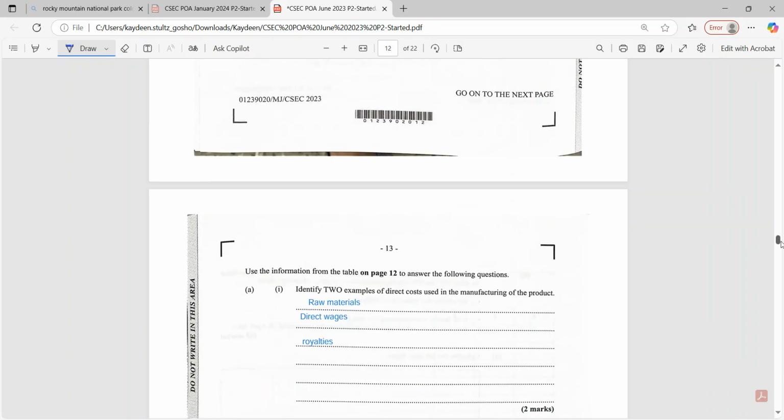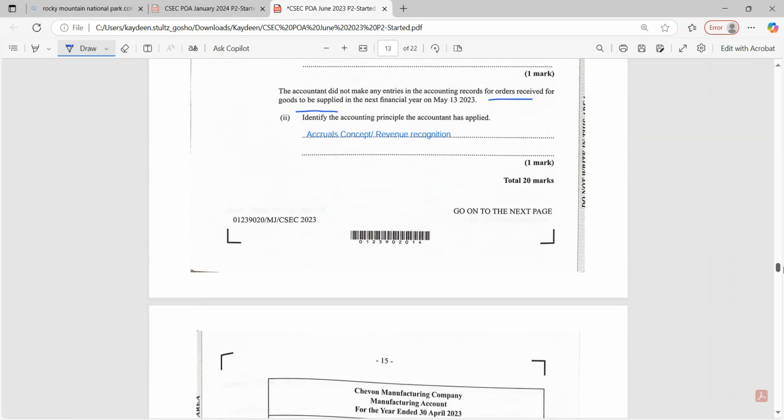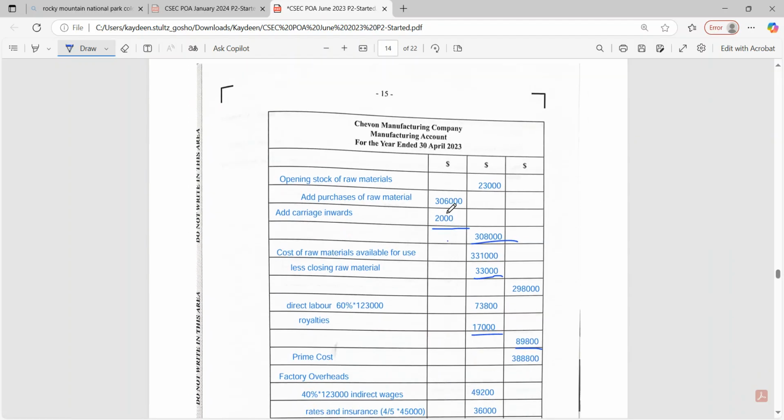All right. So we pick up that. Now you always add carriage inwards to your purchases. So $2,000 plus $306,000, if you put that in your calculator, is $308,000. 308,000 plus 23,000 will give you a cost of raw materials available for use of $331,000.